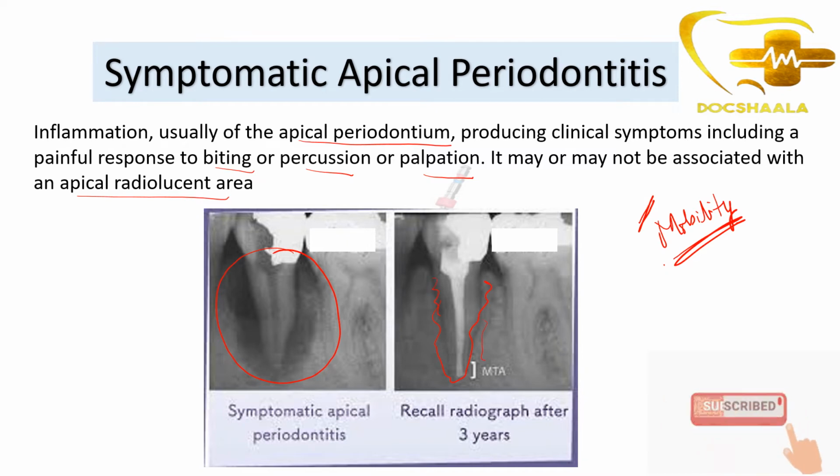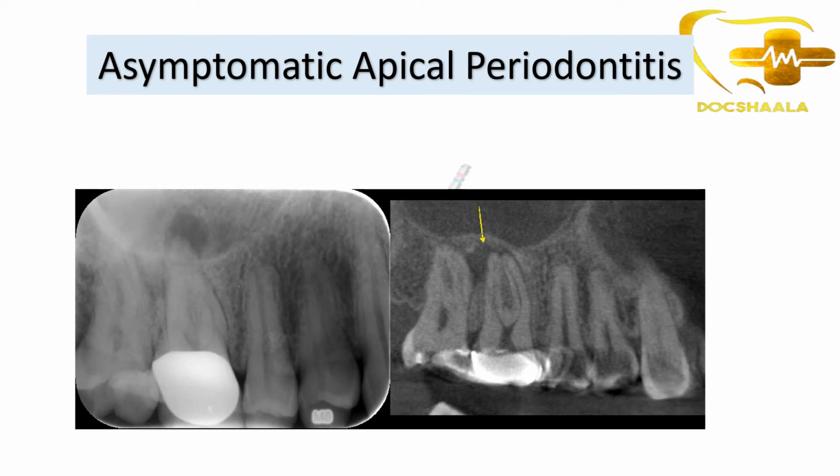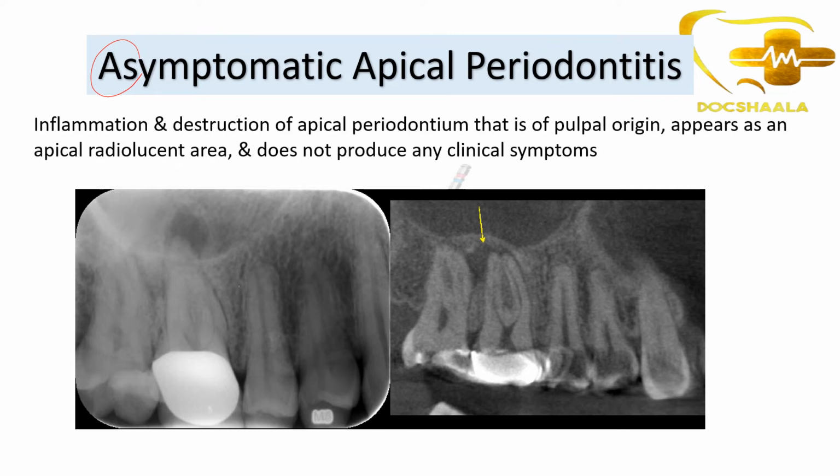Then asymptomatic apical periodontitis. Since it is asymptomatic, we cannot see any symptoms, right? So how will we diagnose it? The inflammation and destruction of the apical periodontium, that is of pulpal origin, appears as an apical radiolucent area. So here the apical radiolucent area is the key for the diagnosis. In symptomatic apical periodontitis, we may or may not see an apical radiolucent area, but we will definitely see mobility of the tooth. Asymptomatic apical periodontitis does not produce any clinical symptoms.